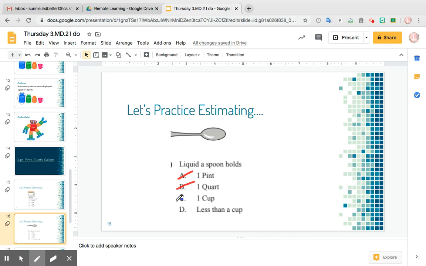Okay. In yesterday's video, I showed you what a cup looks like. It was my measuring cup. Can't hold a cup because that's still a lot. So I'm going to say D, less than a cup. Spoon is small. Spoon can't hold a lot of liquid. If you try to pour 1 cup on a spoon, it would be overflowing and all over your floor. Okay, so for liquid a spoon holds would be D, less than a cup.